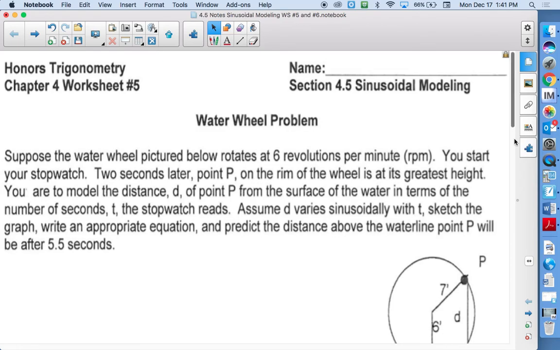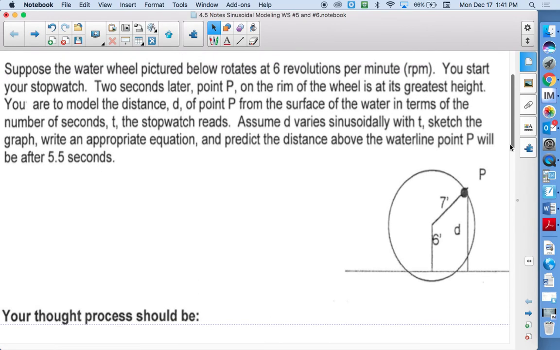So this water wheel, pictured here in this little diagram, says it rotates 6 revolutions per minute. So that's how fast it's spinning. Every minute it's spinning 6 times. So it makes 6 revolutions. I'm going to underline it. Probably important information for us to think about. Maybe.